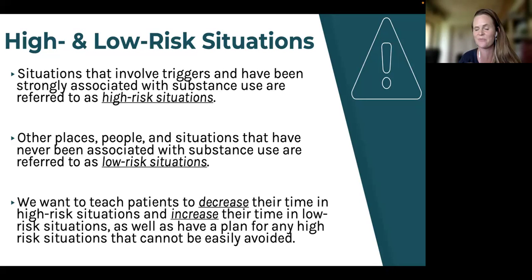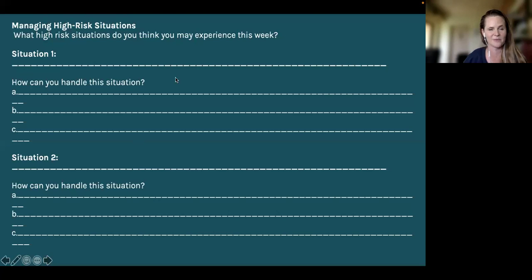Sounds really simple, but it's really a lot of mileage. If they can decrease their time in high risk situations and increase their time in low risk situations, it really dramatically reduces their vulnerability to relapse. So you can really pitch it as the lowest energy intensive way to avoid vulnerability to relapse. This is the most basic format for a managing high-risk situation planning worksheet.